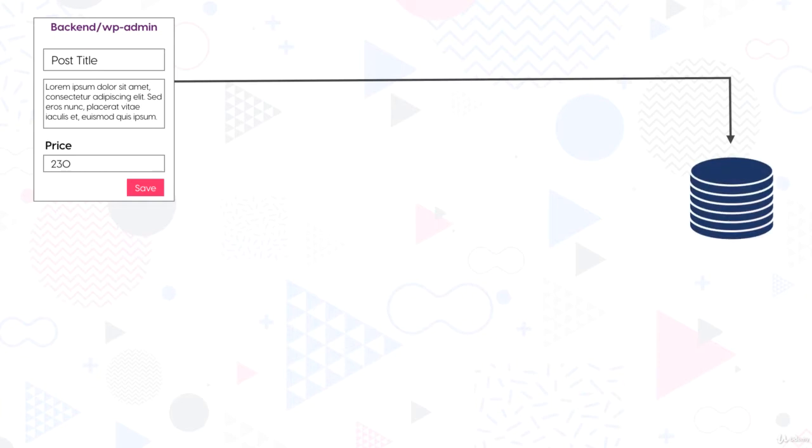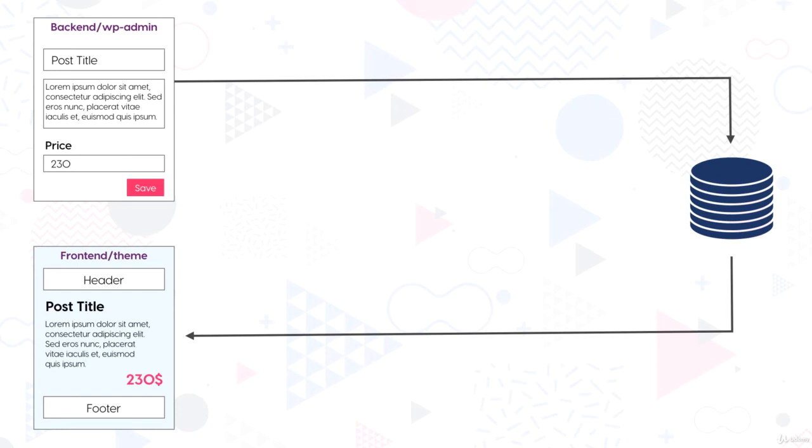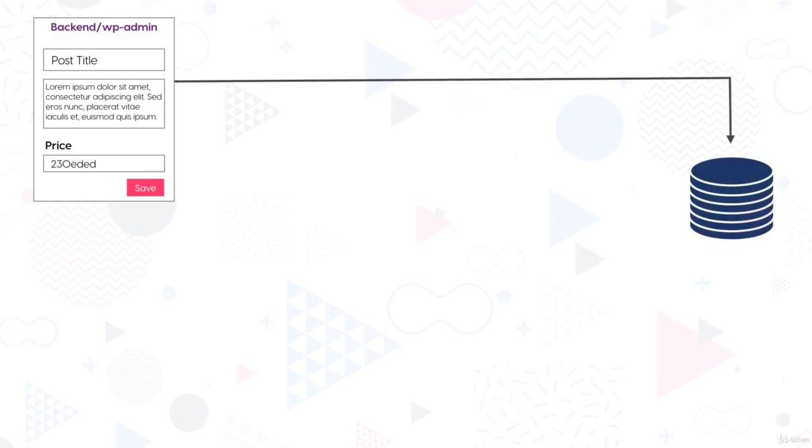Now imagine this is the front end of our website, which our theme is responsible for. And we now want to display the data that we just saved. So we request the data from the database, and we just display the data somewhere in the theme, right? Sounds easy. But what if now the user entered something that is not a number? The value will be saved to the database, and that's what will be displayed in the front end.